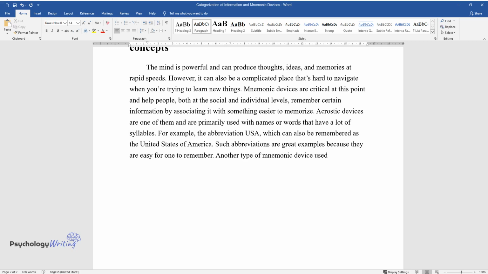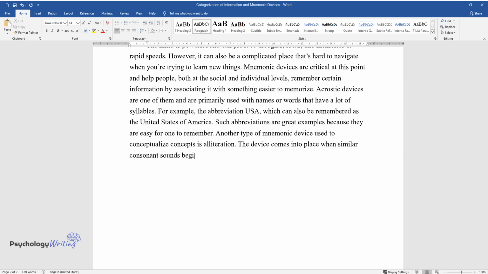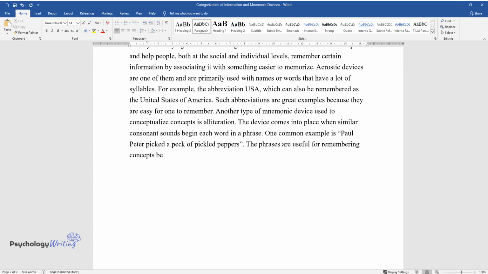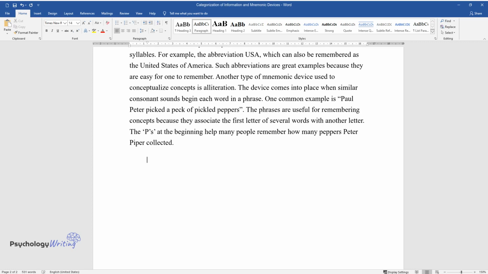Another type of mnemonic device used to conceptualize concepts is alliteration. The device comes into place when similar consonant sounds begin each word in a phrase. One common example is "Peter Piper picked a peck of pickled peppers." The phrases are useful for remembering concepts because they associate the first letter of several words with another letter. The P's at the beginning help many people remember how many peppers Peter Piper collected.